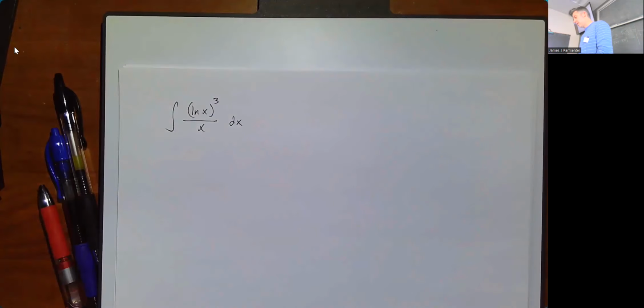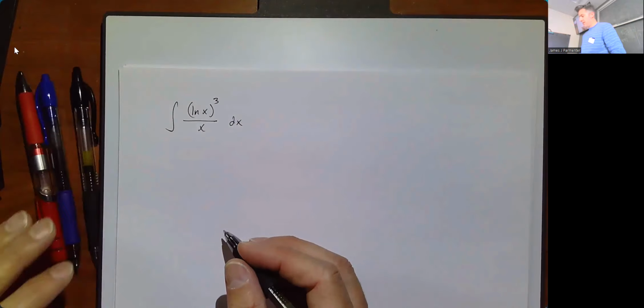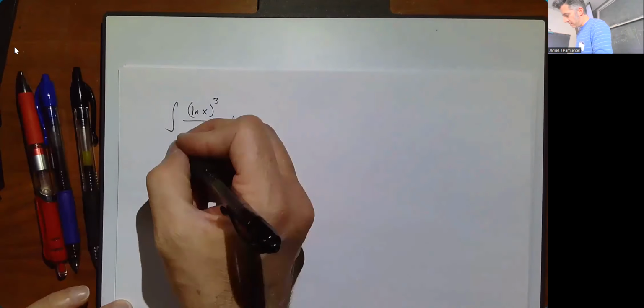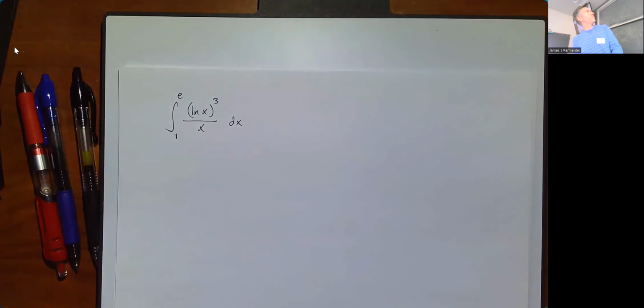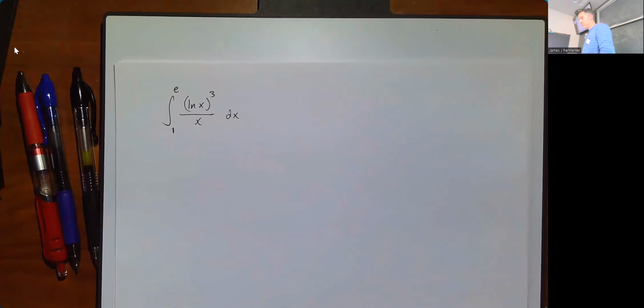And let's go ahead and make it a definite integral from 1 to e. Cool. So what seems like a plausible choice for a u sub here?